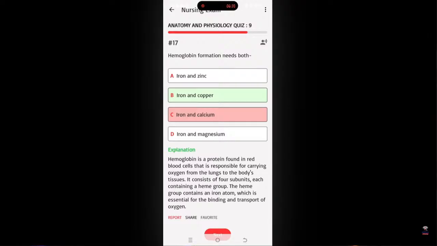Hemoglobin is a protein found in red blood cells that is responsible for carrying oxygen from the lungs to the body's tissues. It consists of 4 subunits, each containing a heme group. The heme group contains an iron atom, which is essential for the binding and transport of oxygen.